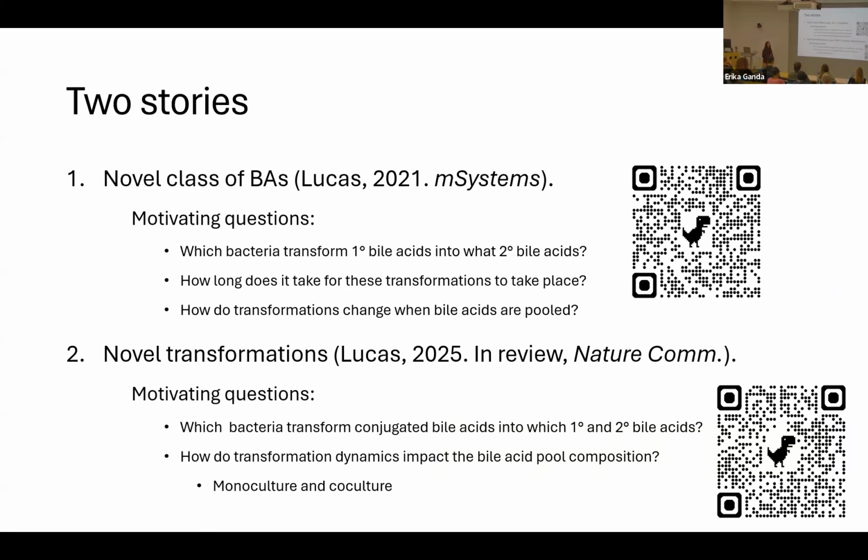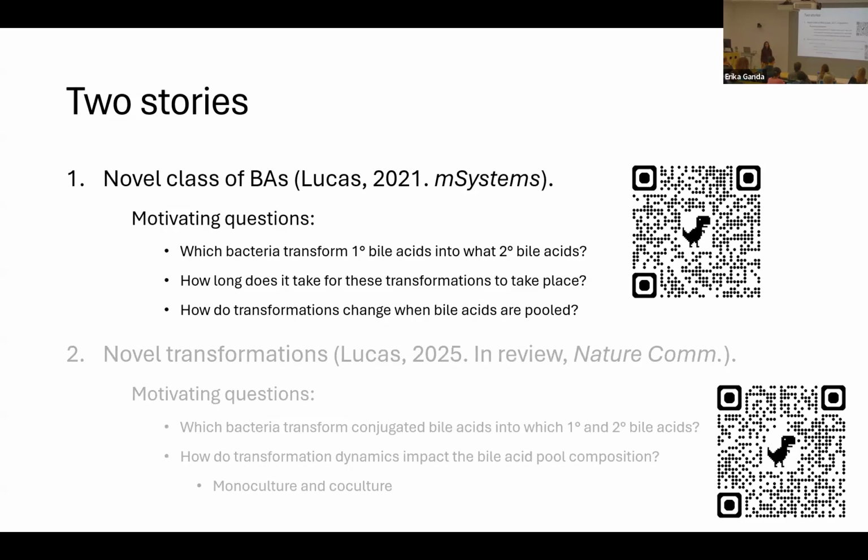But with both of these stories, maybe this is more for the grad students, when you publish a paper, it's all nicely wrapped and tied with a bow, but science often doesn't follow that linear pathway. And so I'm going to tell you the more narrative story today of how we came to these discoveries. So we'll start with the first story.